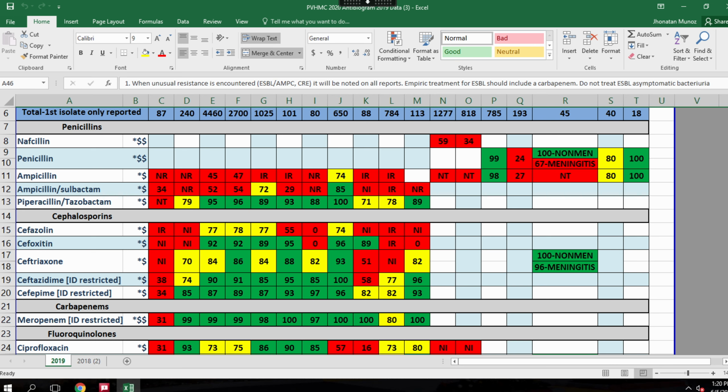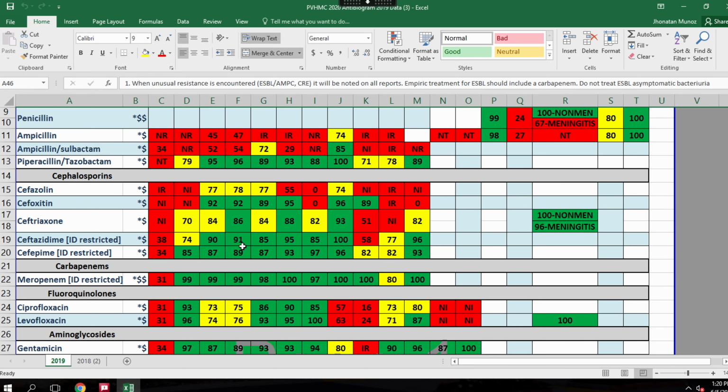What about other options? Ceftriaxone is in there too, 86 compared to 96 on piperacillin tazobactam. Ceftazidime is very, very high, but it is ID restricted, which means that this hospital requires that if you're going to order ceftazidime, you need an infectious disease consultant. And how could this be of use for you?